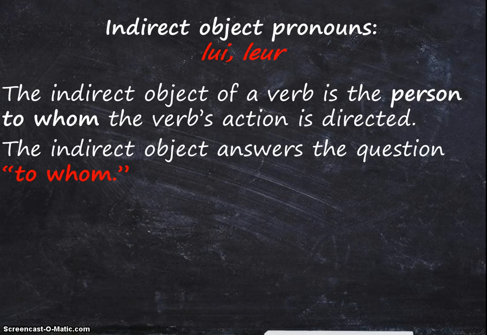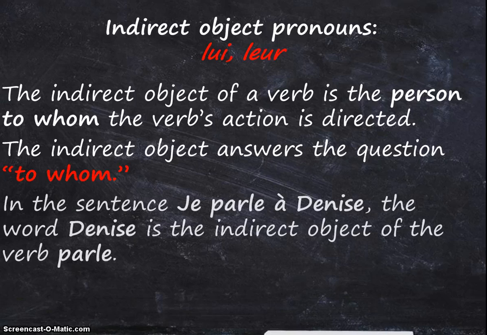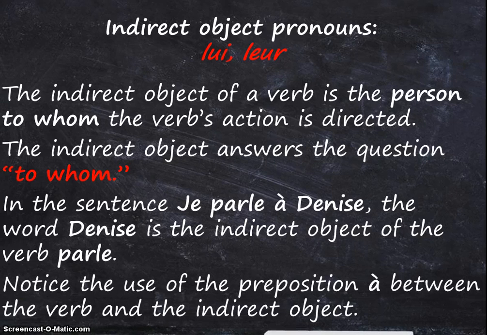So, the indirect object answers the question "to whom." Once again, if I have the sentence, "Je parle à Denise," the word Denise is the indirect object of the verb parle. Notice the use of the preposition à between the verb and the indirect object. Usually you're going to have a preposition between the verb and the indirect object. Very important to understand that.